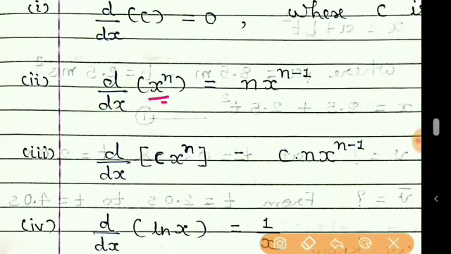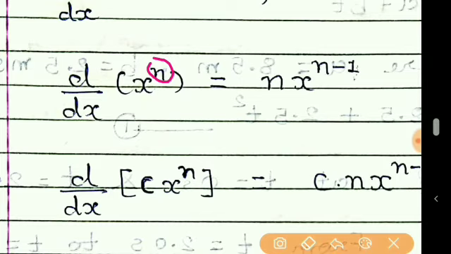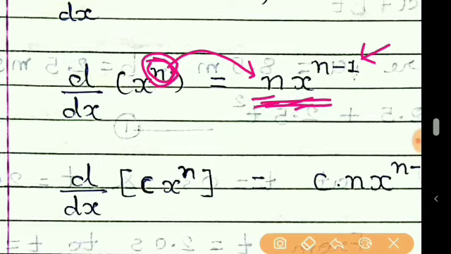Next is d by dx of x raised to n. Here this x is a function. You can see it is d by dx, so it is differentiation with respect to x, and here the function given is x. If this type of differentiation is there, then you should write this as n x raised to n minus 1. Means whatever power is there is to be multiplied, and then x is raised to that power reduced by 1, that is n x raised to n minus 1.